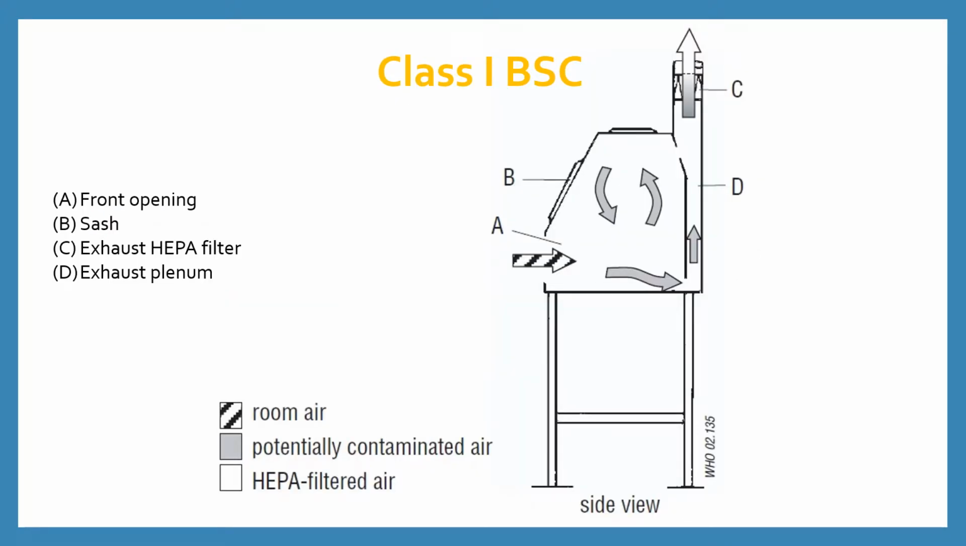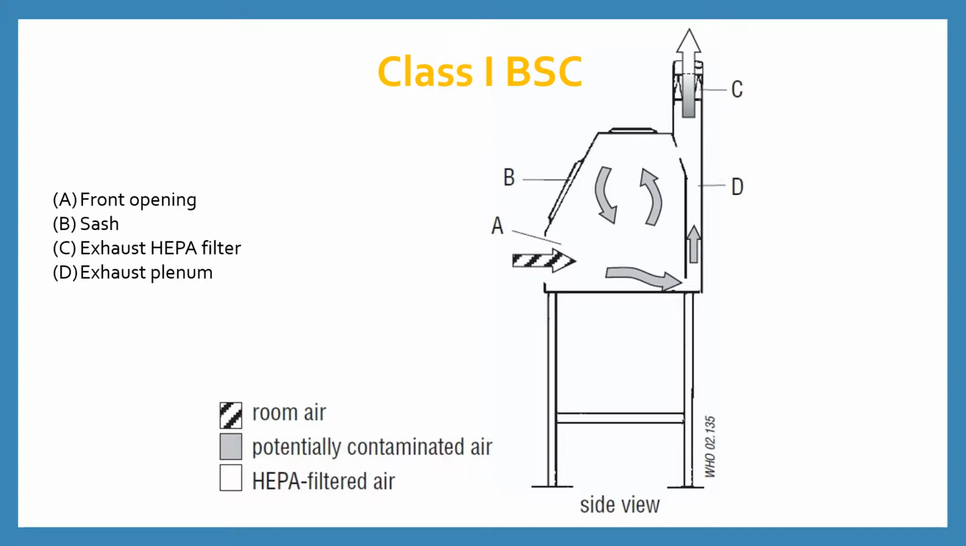Class 1 Biosafety Cabinet. The given image shows a lateral view of the Class 1 Biosafety Cabinet with its parts labeled. A, the front opening through which the product is handled. B, the sash which is lifted at the time of work and lowered after the work is completed. C is the exhaust HEPA filter, and D is the exhaust plenum, which is a separate space provided for air circulation.